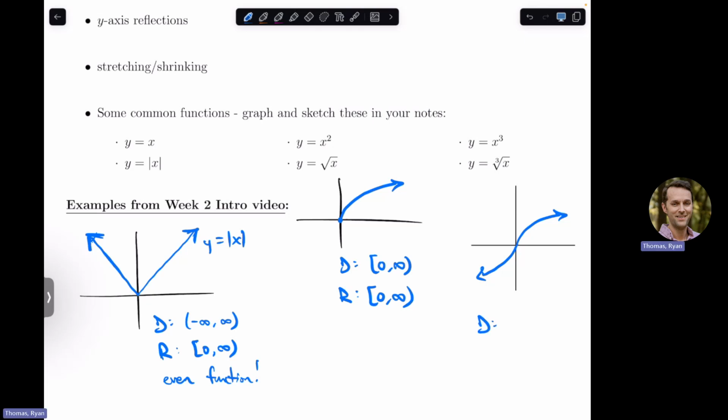Based on the graph, what's the domain of that thing? Yep. Yep. And the range? Same. And it's an odd function. It's got origin symmetry. Okay.